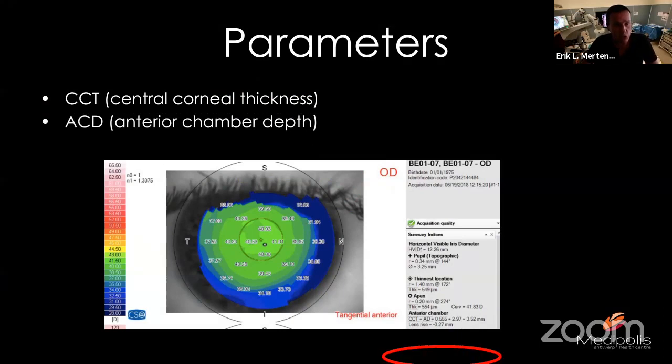Except for the central corneal thickness, the anterior segment OCT MS39 also gives you the anterior chamber depth, as you can see here. It gives you the anterior chamber depth from the endothelium to the anterior capsule of the crystalline lens, and the real corneal thickness. It gives the two numbers, and it adds them to the total thickness of the cornea.